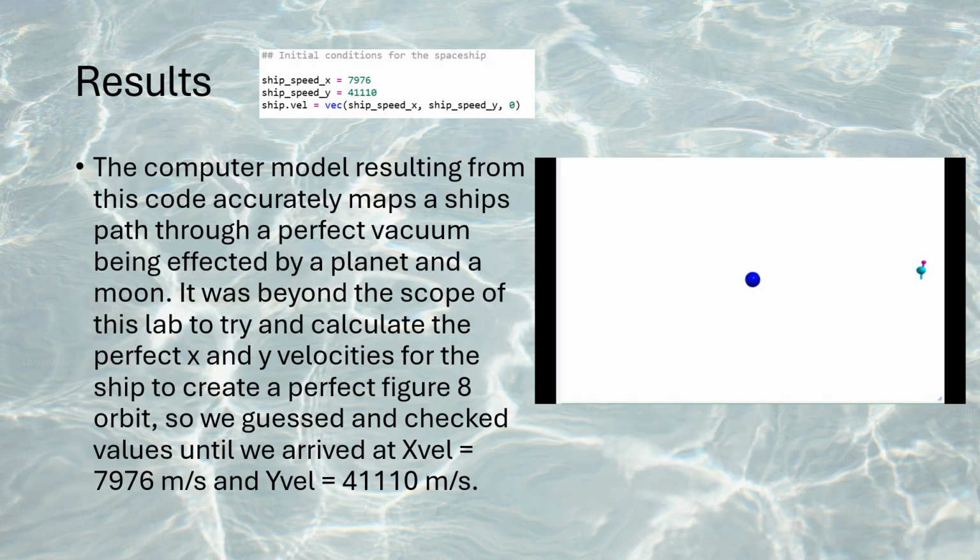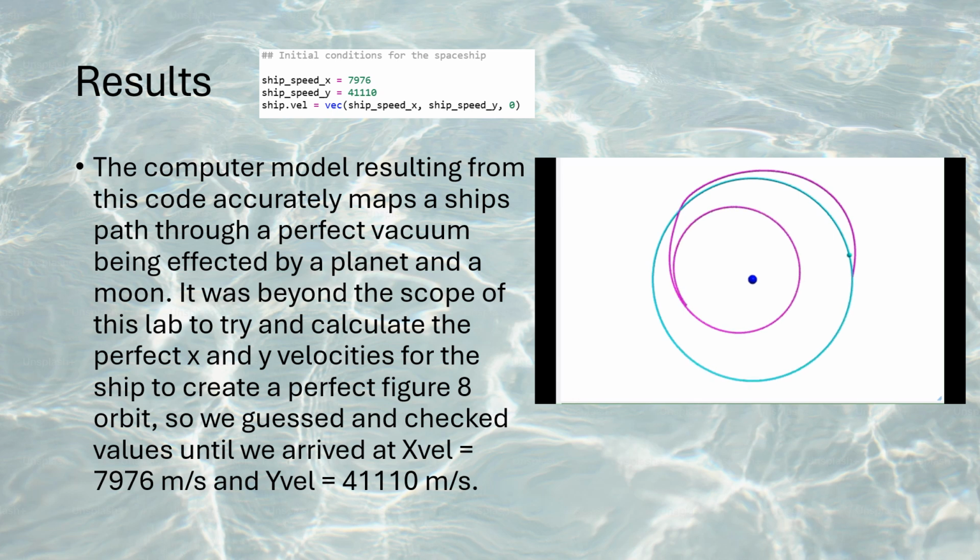The ship's path through a perfect vacuum, being affected by a planet and a moon. It was beyond the scope of this lab to try and calculate the perfect x and y velocities for the ship to create a perfect figure-8 orbit, so we guessed and checked until we reached values at x velocity equals 7976 meters per second and y velocity equals 41110 meters per second. This is what the model looked like.